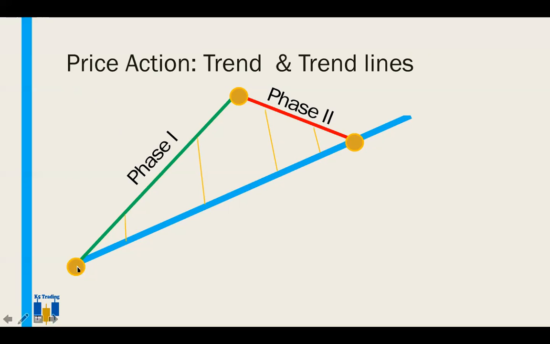All right, so market always goes in a cycle. Each of the cycle have 2 phases, phase 1 and phase 2.